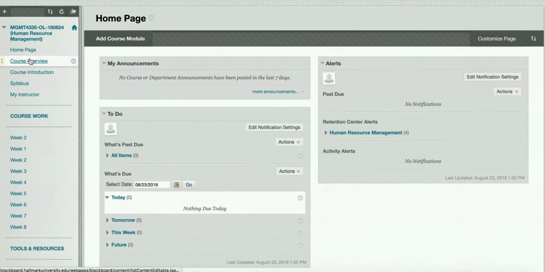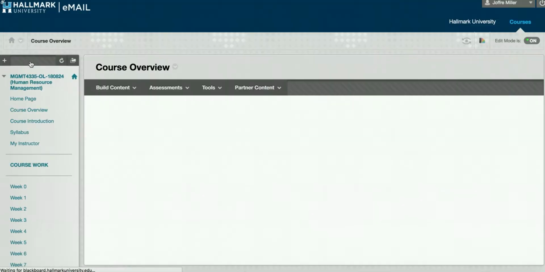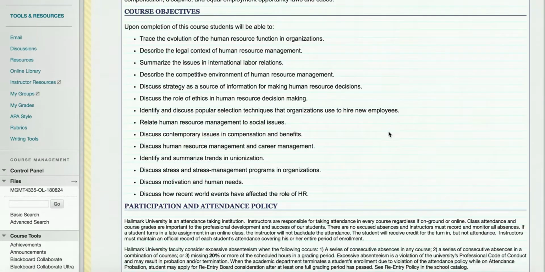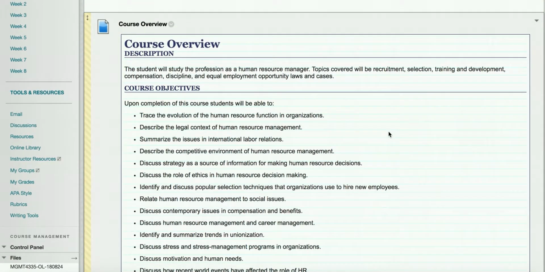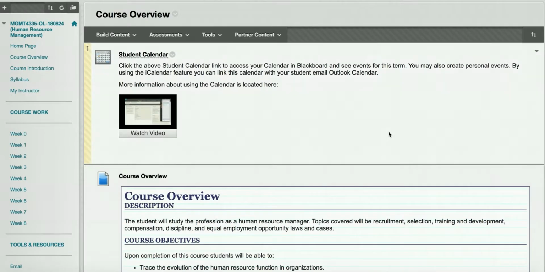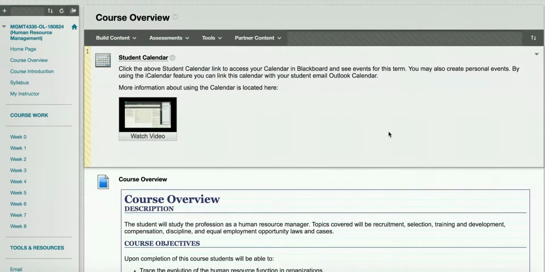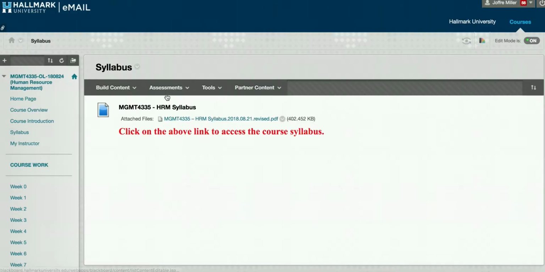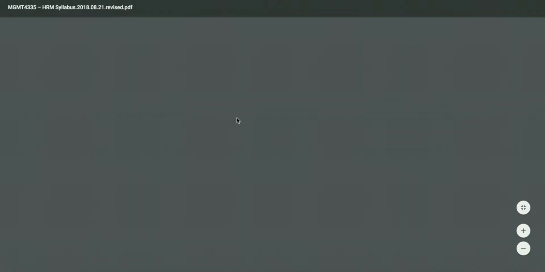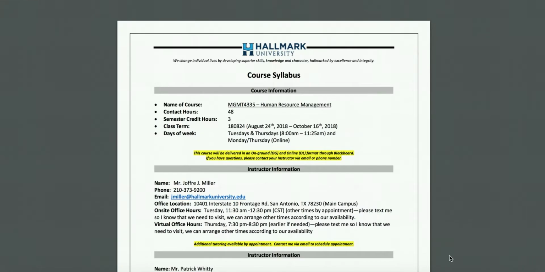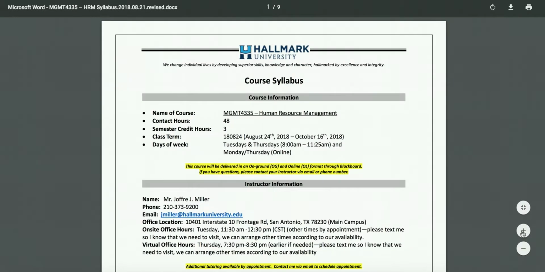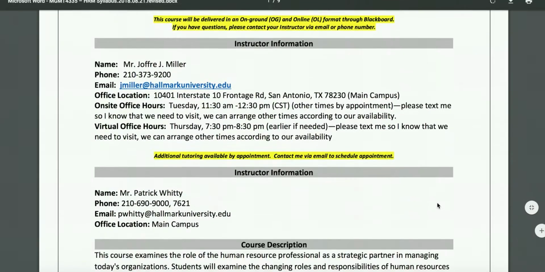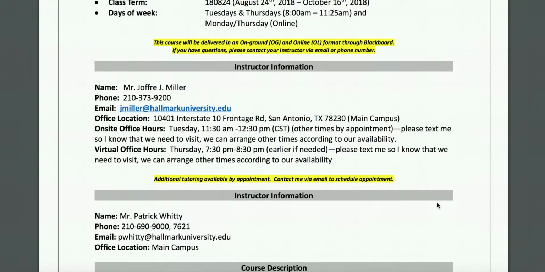But going into the next tab, it gives you a course overview. There's a video you should watch. You should probably go through the objectives of the course so you understand what the course is all about. The next thing is where the syllabus is kept, and when you open that up, I really suggest that you take a close look at this syllabus. A lot of this stuff is standard on every one, but there's a couple of sections in particular you want to take a look at.